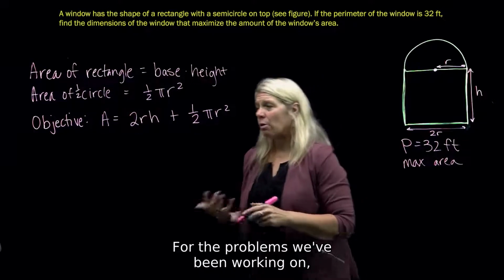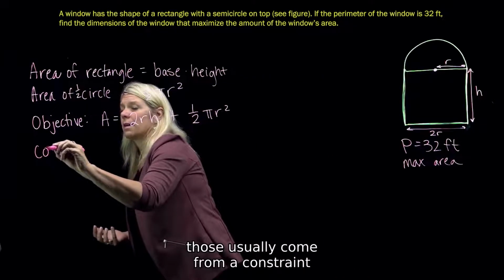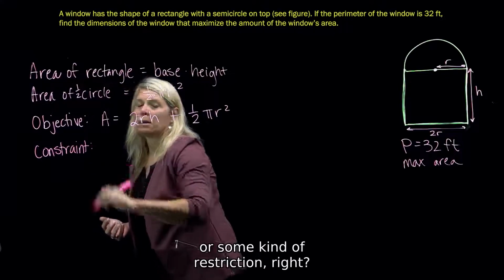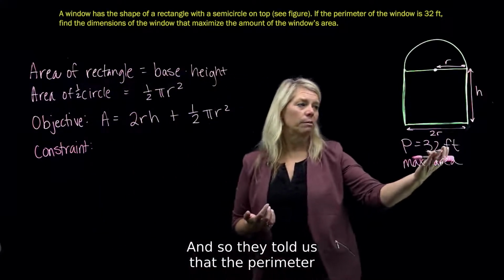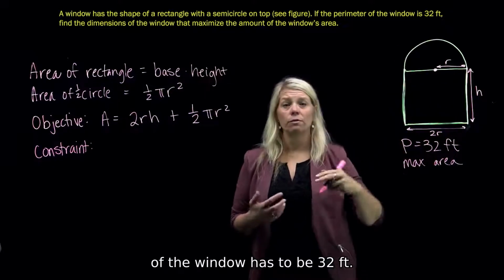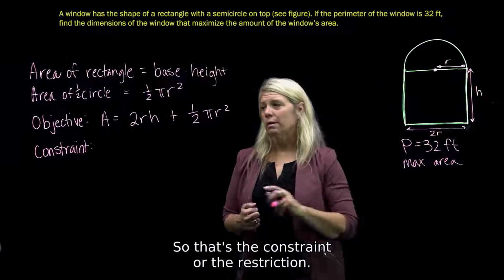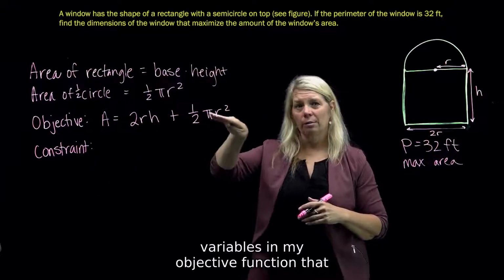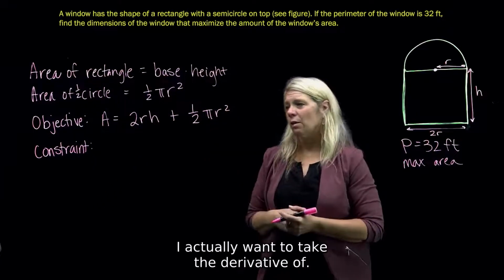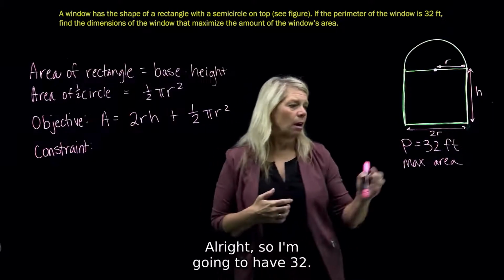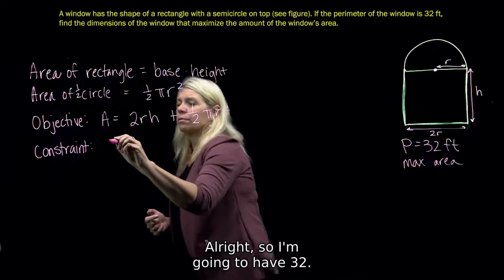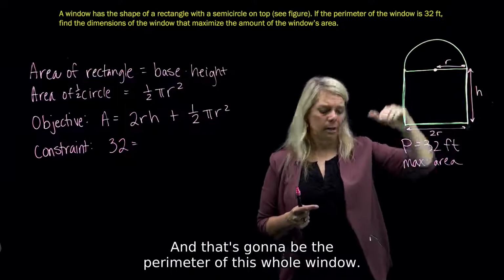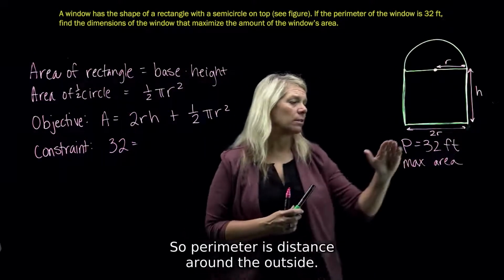For the problems we've been working on, those usually come from a constraint or some kind of restriction. Right, and so they told us that the perimeter of the window has to be 32 feet, so that's the constraint or the restriction. So I'm going to use that constraint to help reduce the number of variables in my objective function that I actually want to take the derivative of. All right, so I'm going to have 32, and that's going to be the perimeter of this whole window. So perimeter is distance around the outside.